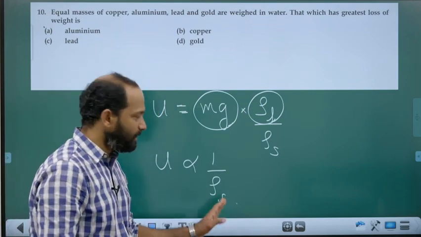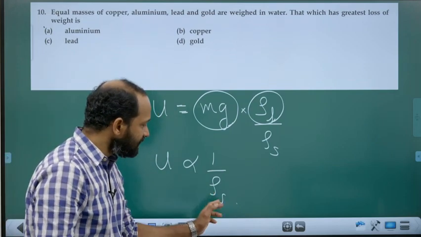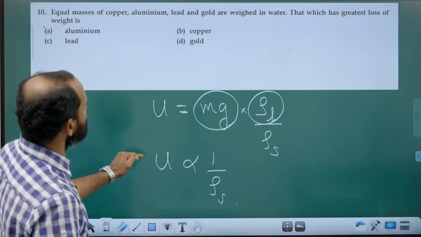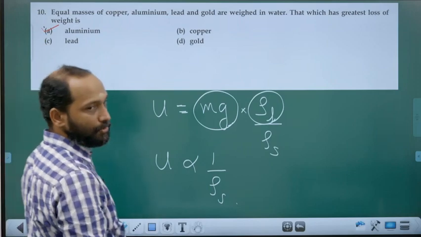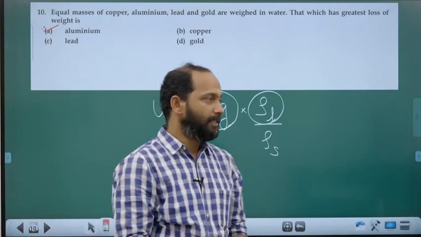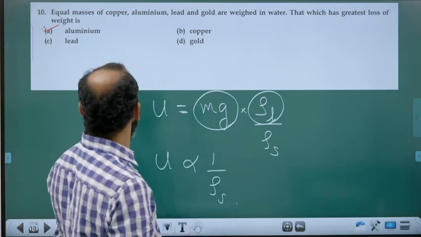The solid which has the least density will have the greatest upthrust. The least dense one is aluminium. So it has the greatest upthrust, or greatest loss of weight. So loss of weight is more for aluminium.